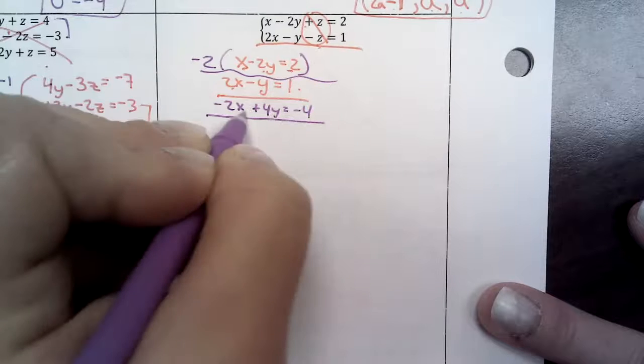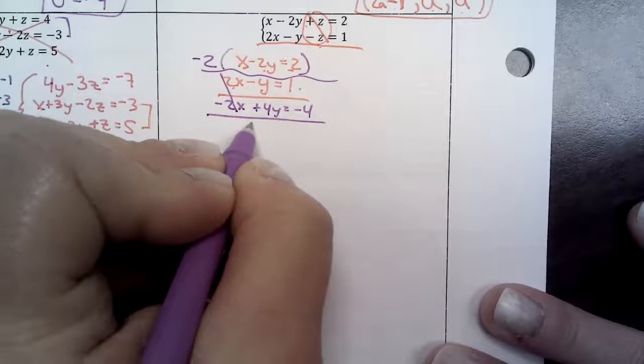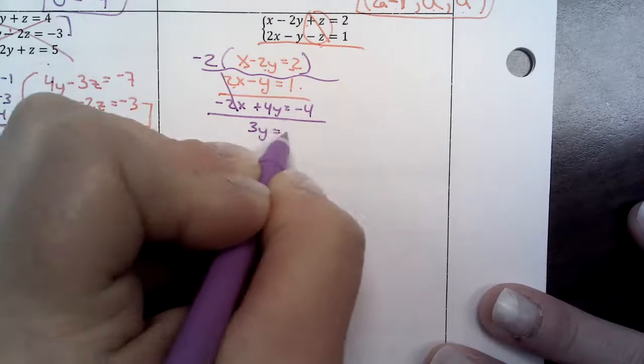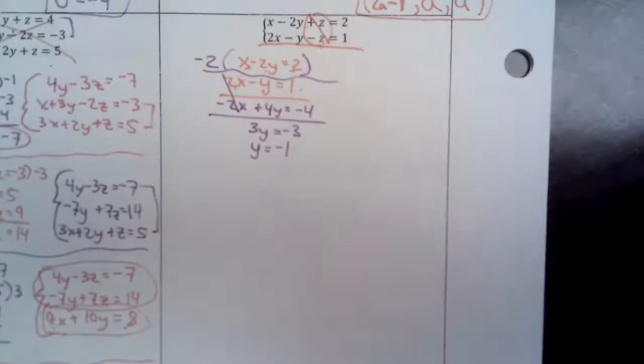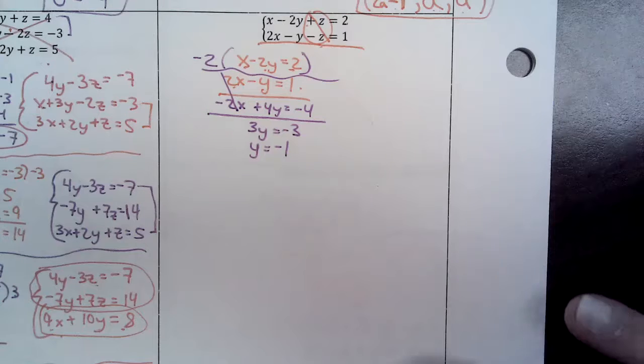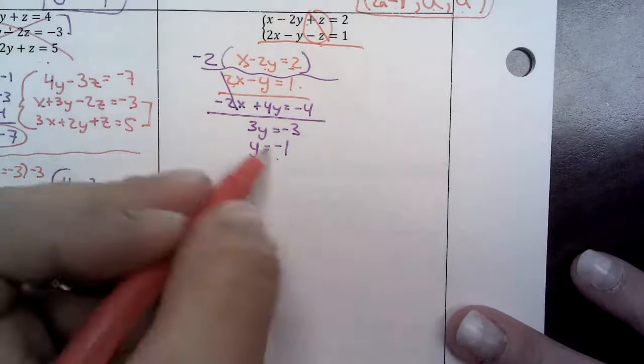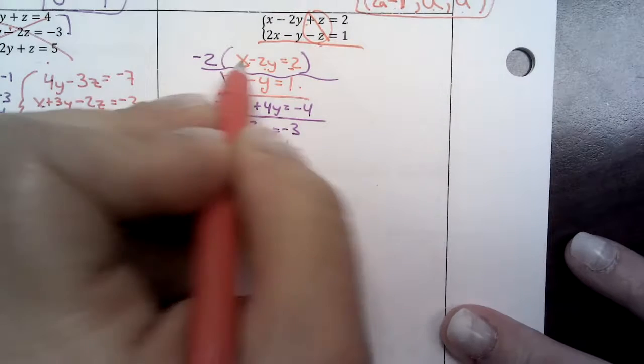Okay, now I'm combining these two. So I get 3y equals -3, so y equals -1. Okay, now that I've got that, I can start plugging it back in. So I'm going to plug y equals -1 back into this one right here.